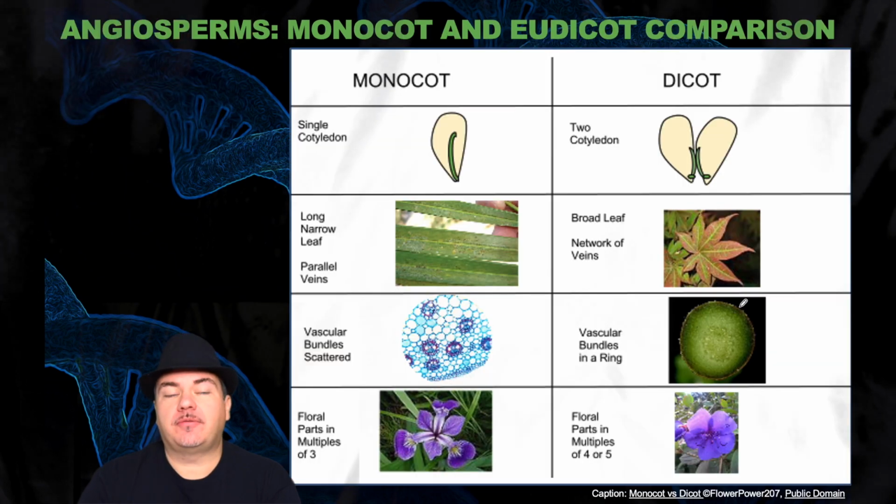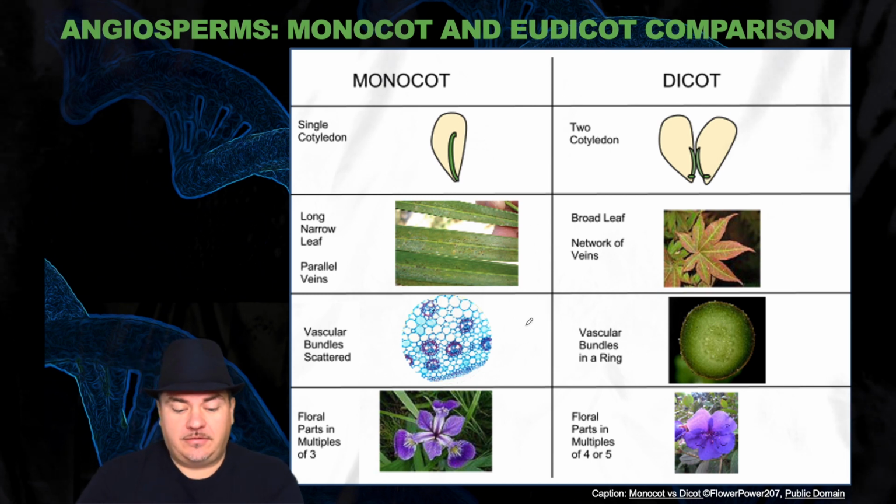Now we have two types of angiosperms, monocots and eudicots, and they have some differences. The monocots have a single cotyledon, the dicots have two. The monocots have long, narrow leaves with parallel veins. The dicots have broad leaves with a network of veins. The monocots have their vascular tissue bundles scattered throughout, whereas the dicots have vascular bundles in a ring.